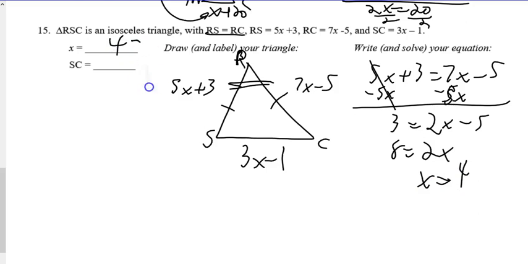Now, this matters. I'm going to plug 4 in right here. 4 times 3 is 12. Minus 1 is 11. Notice they did not ask for the 2 legs, but if they did, I'd just plug it in here, and I get 23. Whether I plug it in here or here. 20 plus 3, 28 minus 5. Same answer.